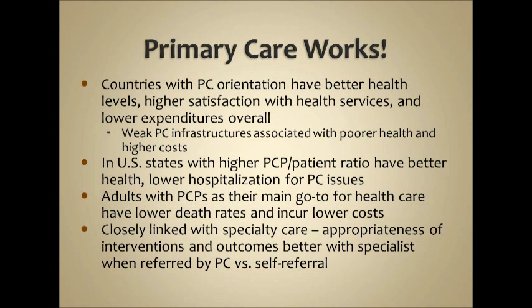So as it shows on the slide, weak primary care infrastructures are associated with poorer health and higher costs. Well, might that be a clue? In the United States, states with higher PCP to patient ratio have better health, and lower hospitalization for primary care issues. Makes sense. If you can get in with your primary care doc, you might not go to the ER. So adults with PCPs as their main go-to for health care have lower death rates and incur lower costs. So yeah, this affects your life expectancy. And it's closely linked with specialty care.